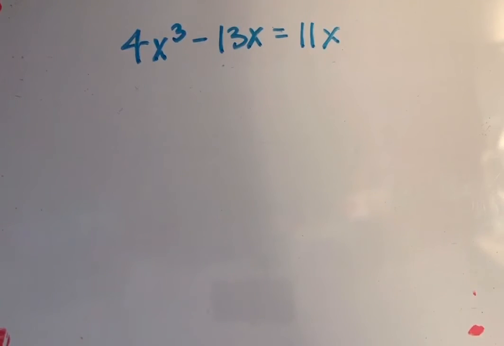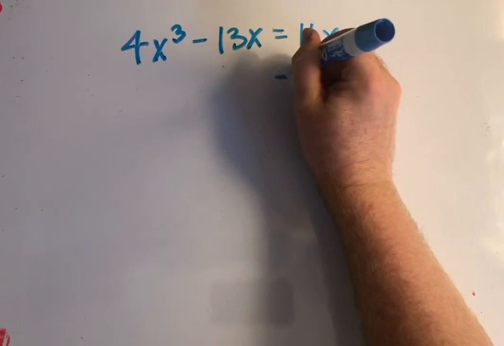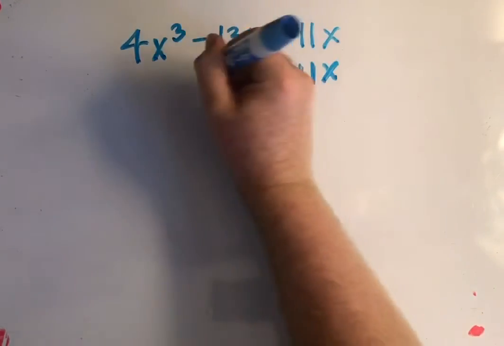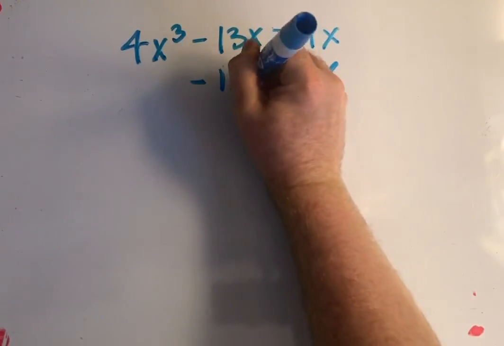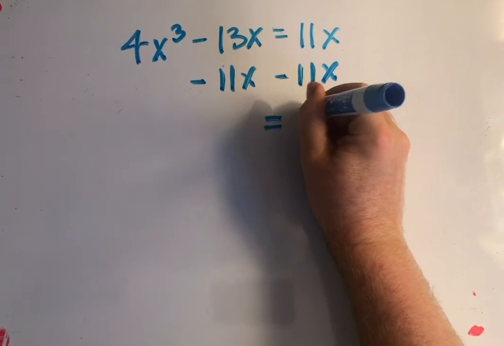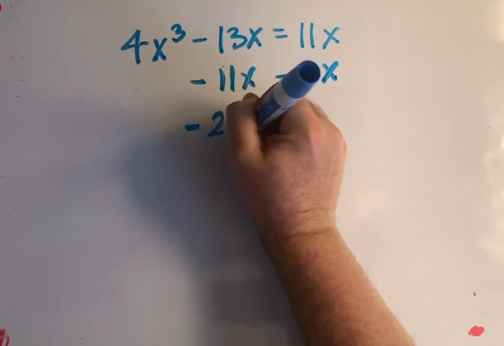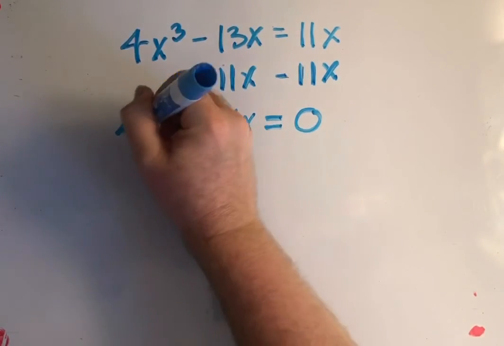I'm going to factor this problem here to figure out what x is, to find the values of x. So what I will do is first set this equal to 0, and I do that by subtracting 11x on both sides. I'm going to keep my equal signs lined up, and I'm going to make that 0. This is negative 24x, and this is 4x to the third.